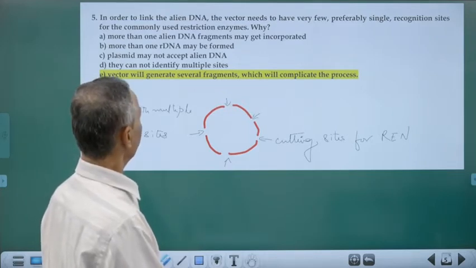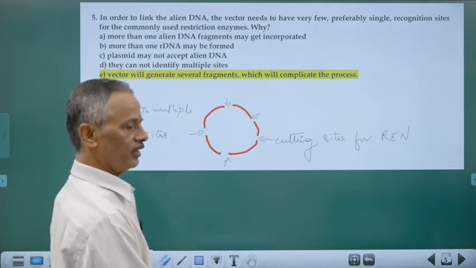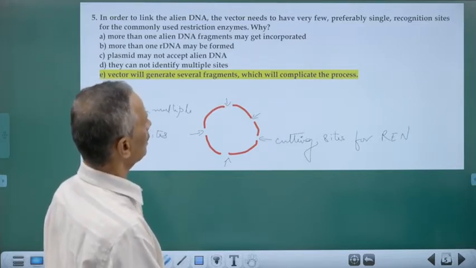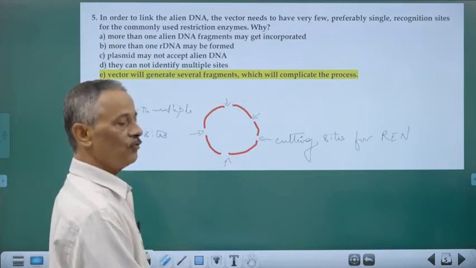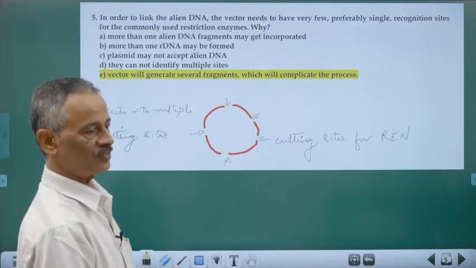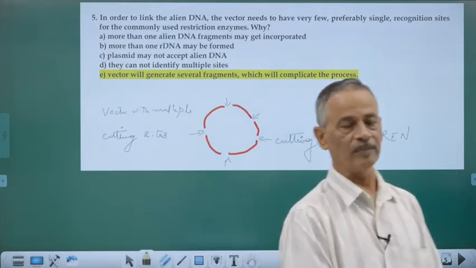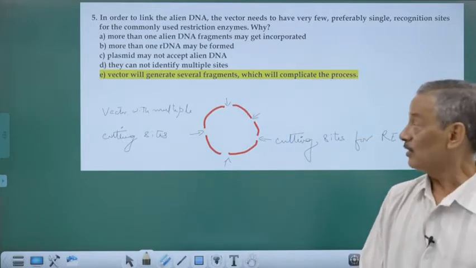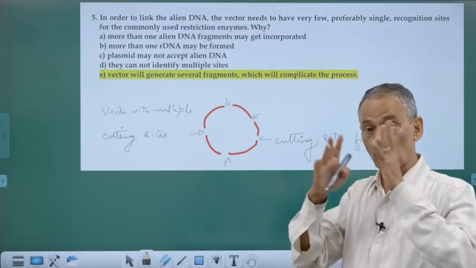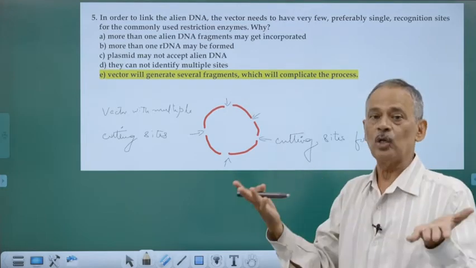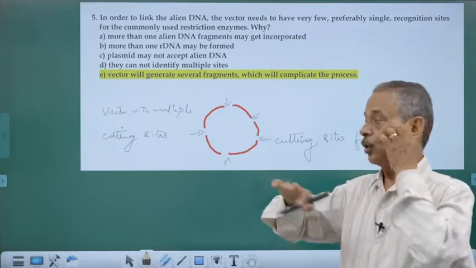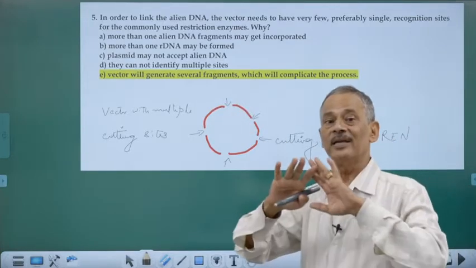In order to link an alien DNA, a foreign DNA from outside, the vector needs to have very few, preferably a single, recognition site. Why do we need only very few, preferably one? Suppose you have a number of cutting sites, recognition sites, for a particular enzyme. The same enzyme has more than one cutting site. Then what will happen? It will cut the DNA into so many small pieces that some pieces may be lost, some piece may be introduced in an inverted order, etc. So the entire process is likely to be damaged.